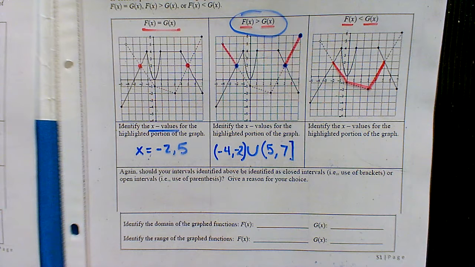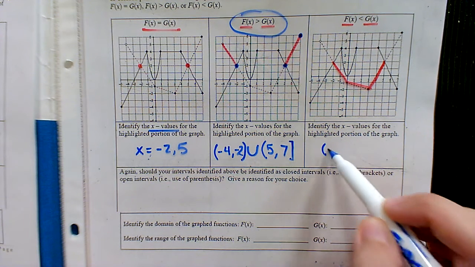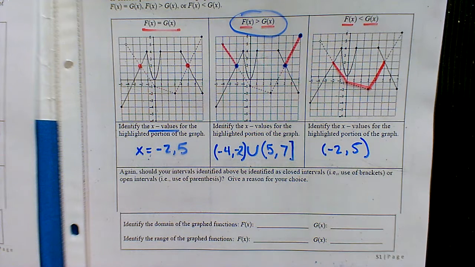Any takers? Give it a shot. Go to Maddie. Parentheses, -2, 5, parentheses. Love it. How'd you do?